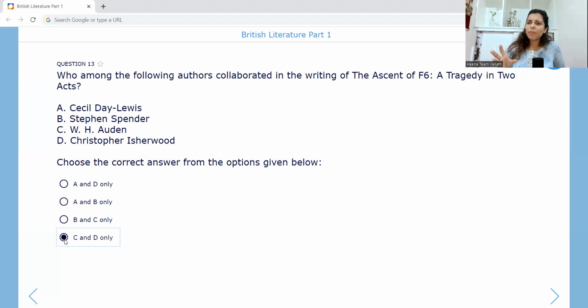Let me tell you, there is something called the Isherwood-Auden collaboration or the Auden-Isherwood collaboration. These 2 authors wrote 3 plays together. They were very important. So the first play they wrote together is The Dog Beneath the Skin of the year 1935. The second one is The Ascent of F6, which was written in the year 1936. And the third play written by Isherwood and Auden together is On the Frontier of the year 1938.